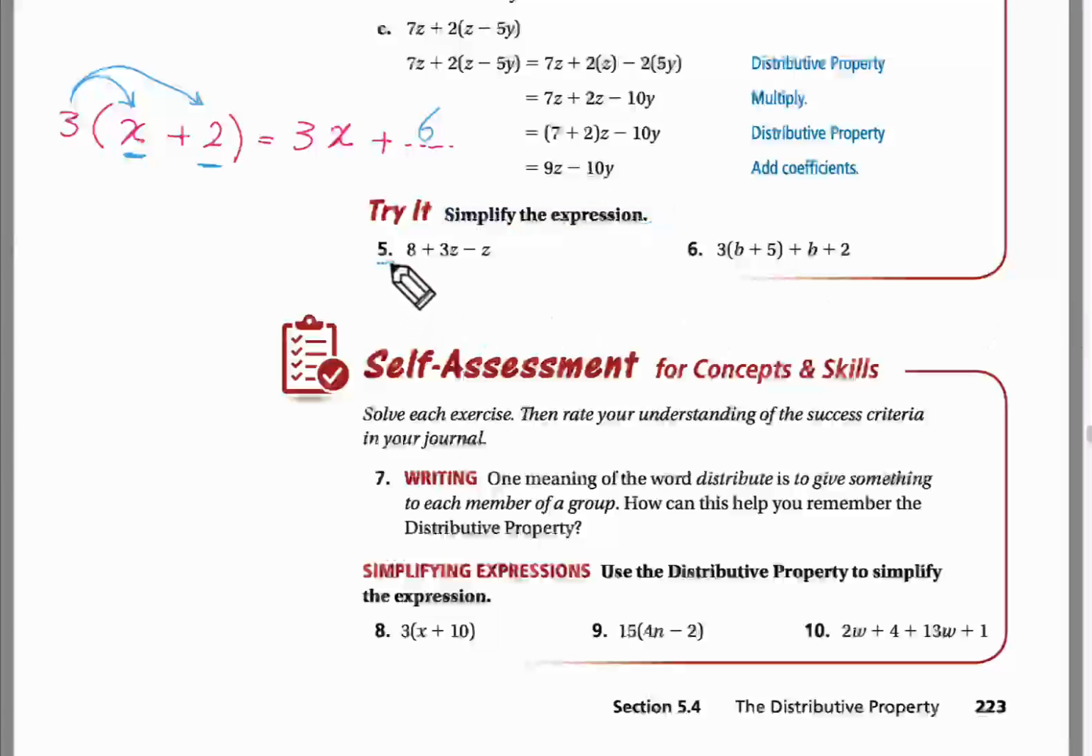Let's solve question number 5. In question number 5, we have 8 plus 3z minus z. Do we have like terms, Kareem?